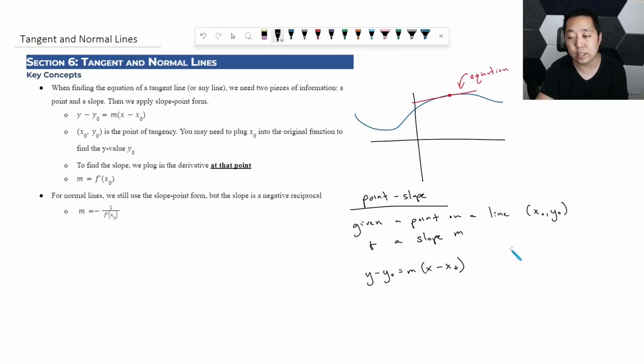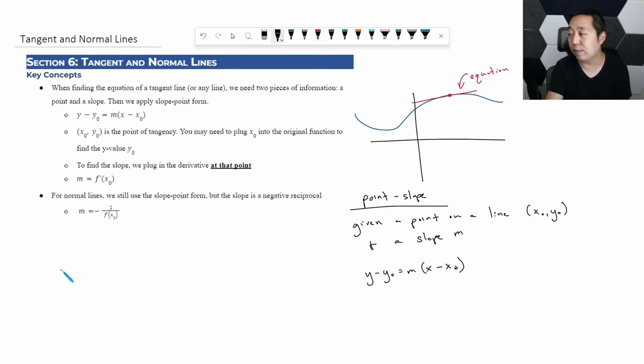Okay, so here's the thing: our goal is to figure out two pieces of information. We want to find the point on the curve, and that's usually easy, and then we find the slope of that curve by computing the derivative at that particular point. Okay, so let's go through an example here.